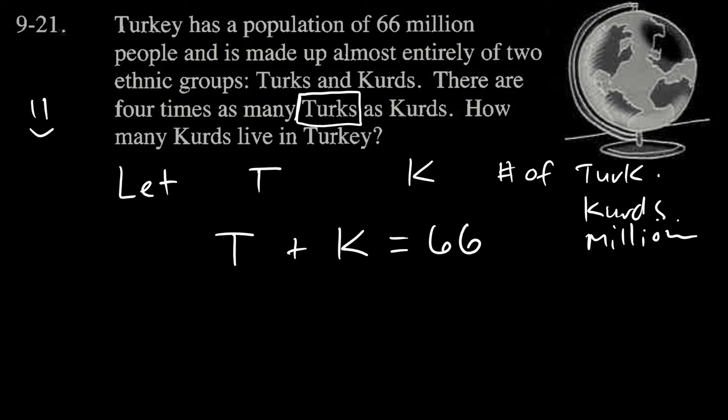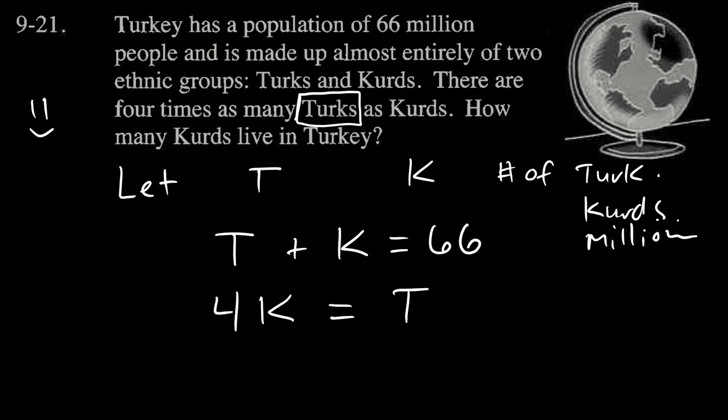If I was to say that I have K Kurds, there are four times as many Turks as Kurds. And if I multiplied my number of Kurds by four, that would equal the number of Turks that I have. Okay, I'm still going slow and treading lightly here because I just want to process this. There are four times as many Turks as Kurds.